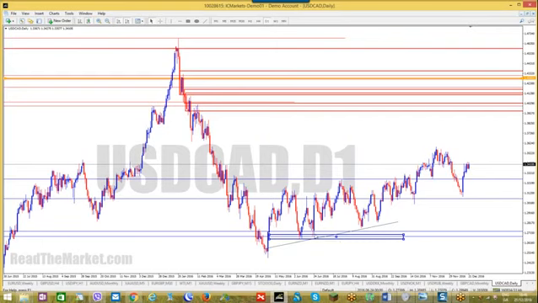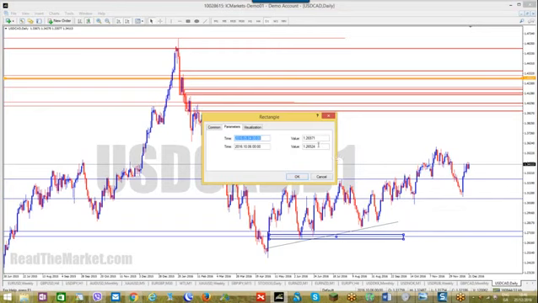This candle came down and took it out. But this is a daily chart, so there are quite a few pips in there, and maybe that is a really good place to actually be looking for trades. So with this, I'm going to leave that as my level.